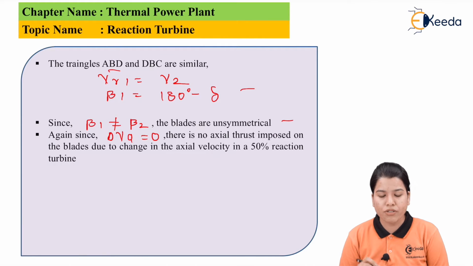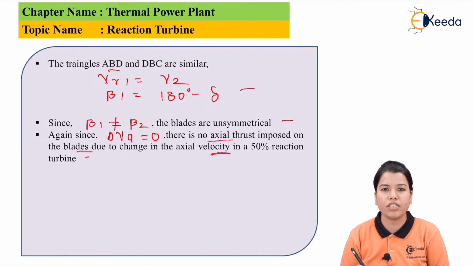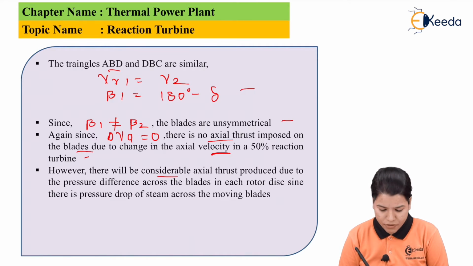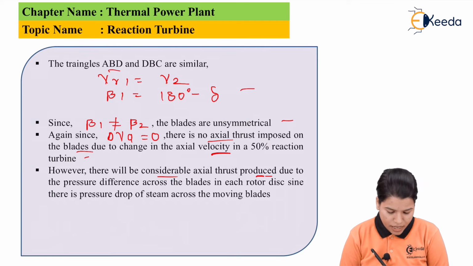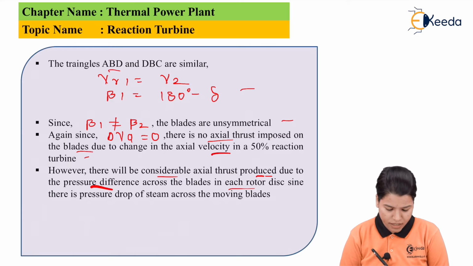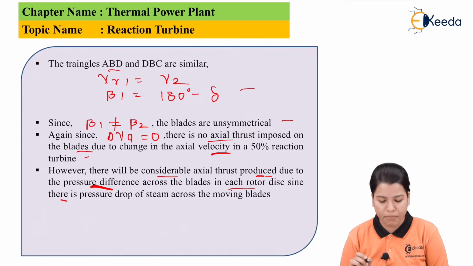Delta VA is equal to 0. There is no axial thrust imposed on the blades due to the change in the axial velocity at the 50% reaction turbine. However, there will be a considerable axial thrust produced due to the pressure difference across the blades in each rotor disc, since there is a pressure drop of the steam across the moving blades.